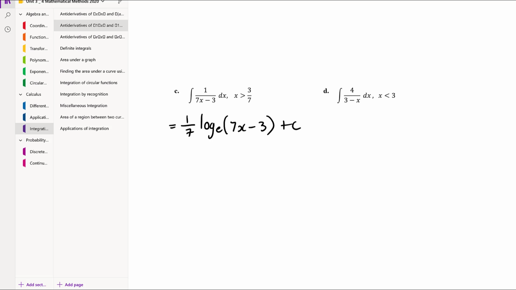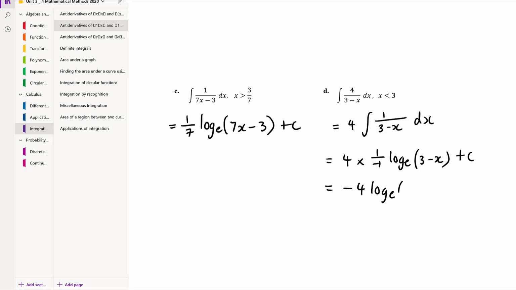Part D, it's the same thing, except we've got that constant value of 4 on the top, so we can sort of just think about that as being out there. You can also think about it as being minus x plus 3, so your a value is -1, if that's helpful. I personally don't like to write it like that, but helpful to think that through in your head if you need to. And then we're going to have 4 times antiderivative of 1 on 3 minus x, so that's going to be 1 on -1, that's your a value, times log e of 3 minus x plus c. So we're just going to have -4 times log e of 3 minus x plus c.